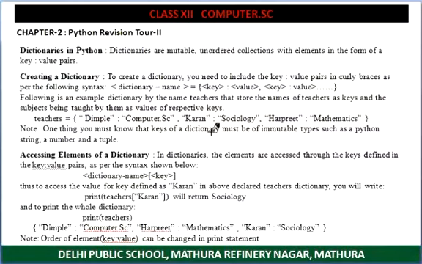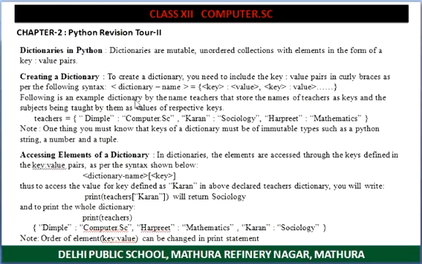Dictionaries are mutable, unordered collections with elements in the form of key-value pairs. Mutable means they can be changed. Unordered collection means there is no indexing system, with elements in the form of key-value pairs. Every key is associated with a value.